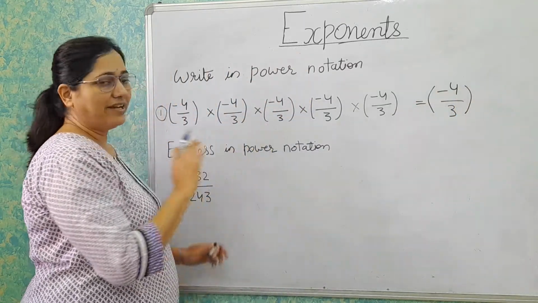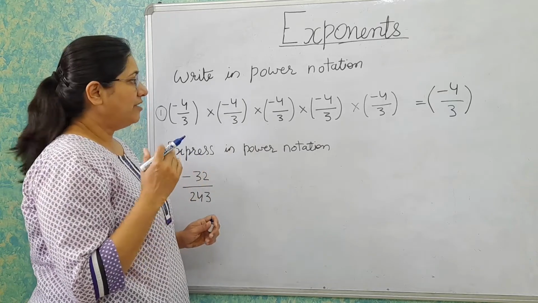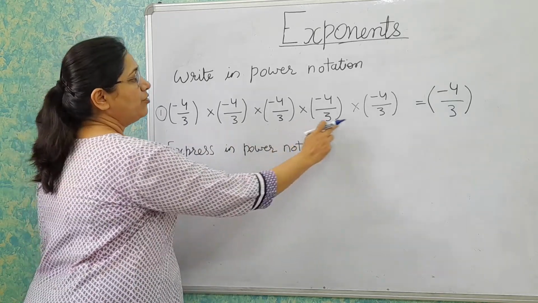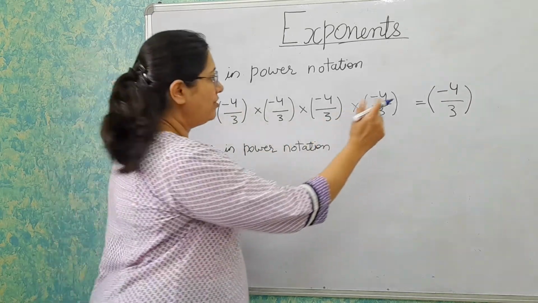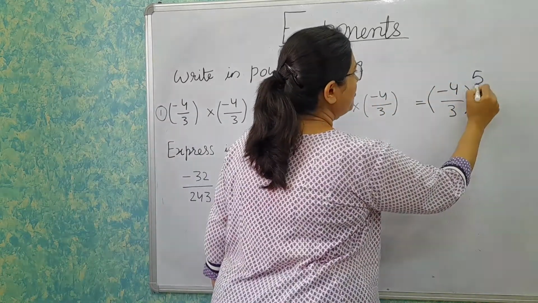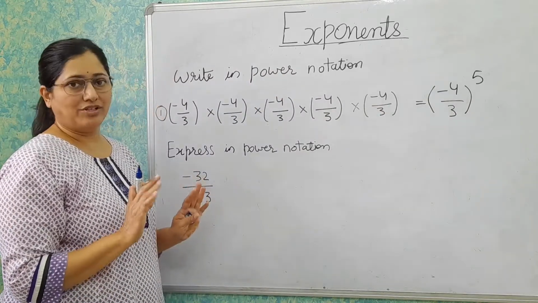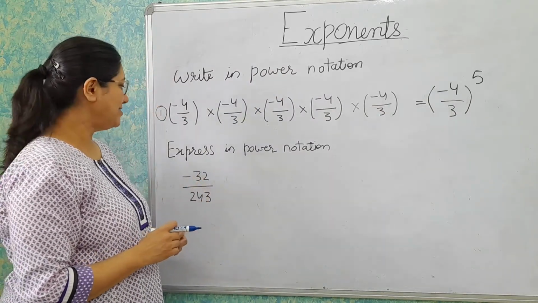This number is getting multiplied again and again. So first we will count how many times: 1, 2, 3, 4 and 5. So we just have to write raised to the power 5. This is the answer. We don't have to do any calculation. It's very simple, I guess.